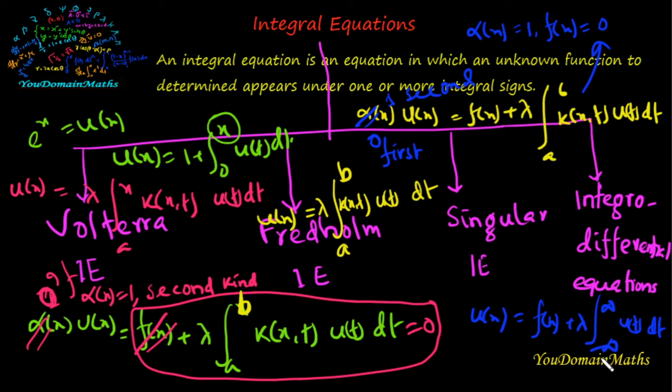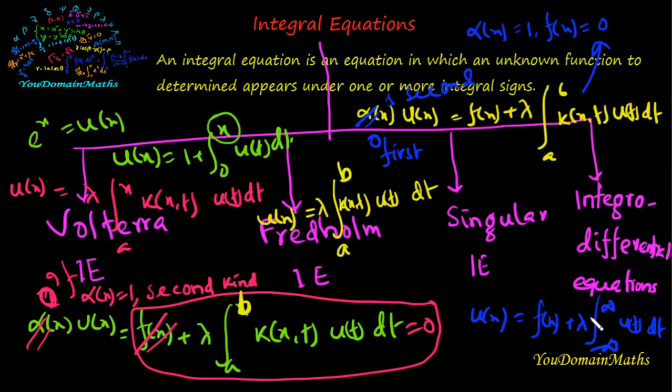Here we see that the limit is infinite on both sides, that means lower limit and upper limit. When an infinite limit exists in the integral, then this is called a singular integral equation. It need not be on both sides; if only one is infinite, then this equation is called a singular integral equation.